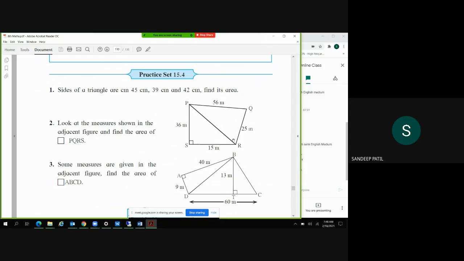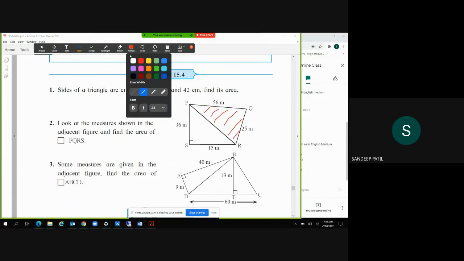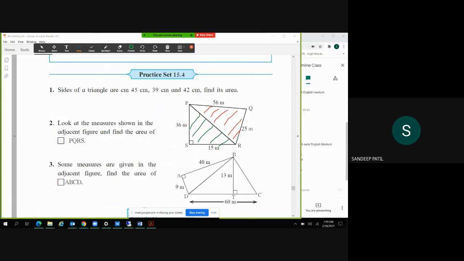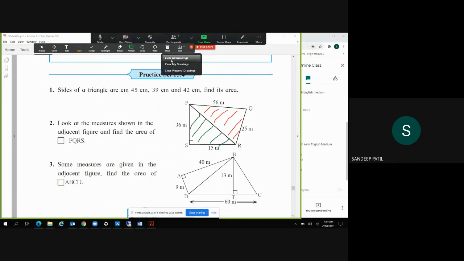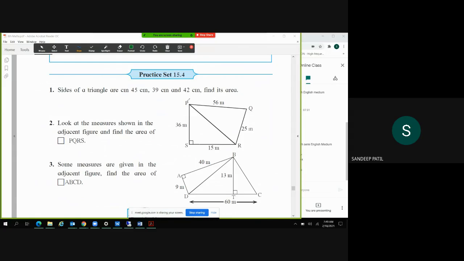So this area, let me use the shading. So this area we can calculate by using Heron's formula, while this area we can calculate directly, base into height. Okay, so this way you can calculate the area of the whole quadrilateral PQRS.